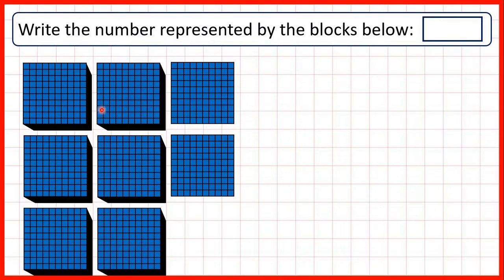Now here we have 6 thousands, we have 2 hundreds, but this time we don't have any tens or ones, so we need to write 2 zeros to make the number 6,200.